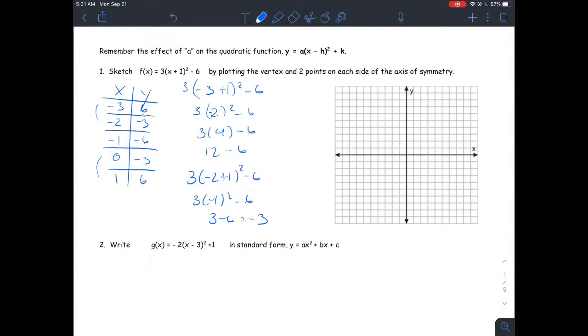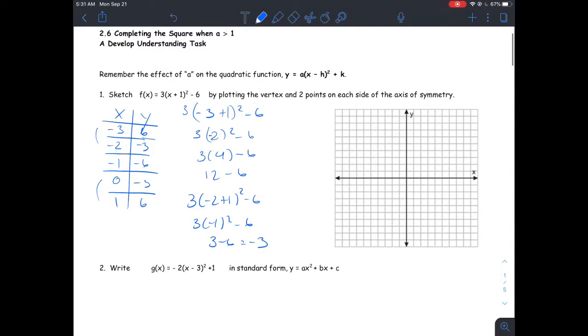And then I'm just going to reflect my points over my vertex. So we've got our points now. We're going to do -1, -6, 0, -3, and 1, 6. All right, and that is our parabola.